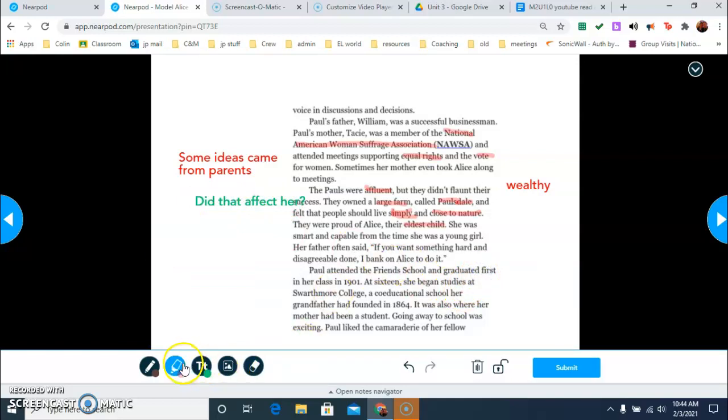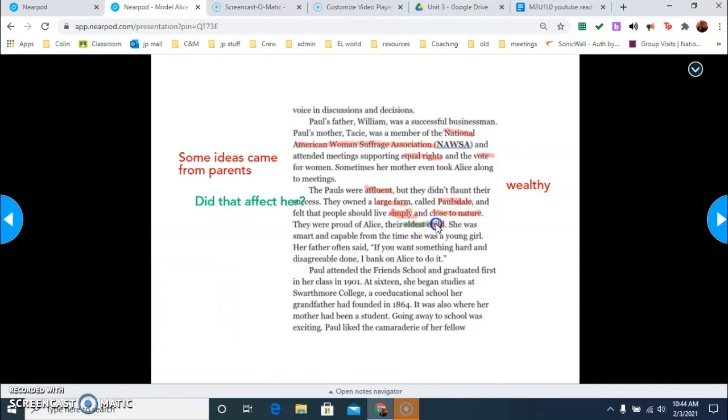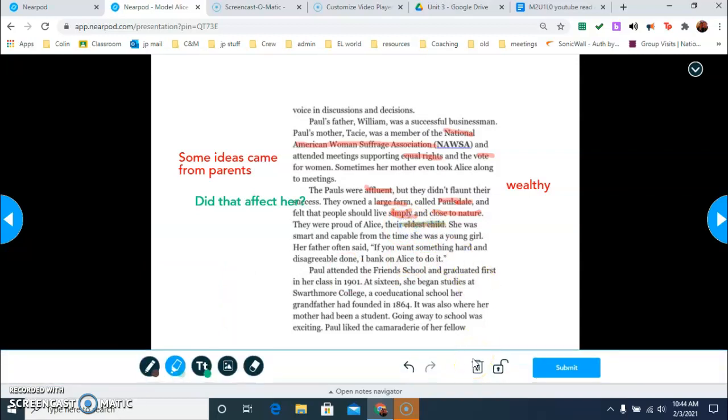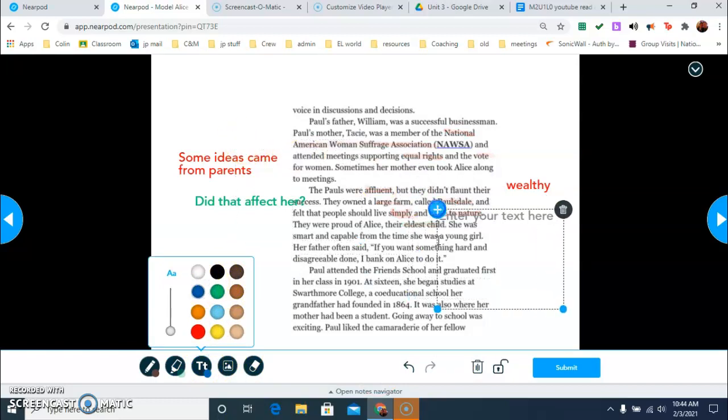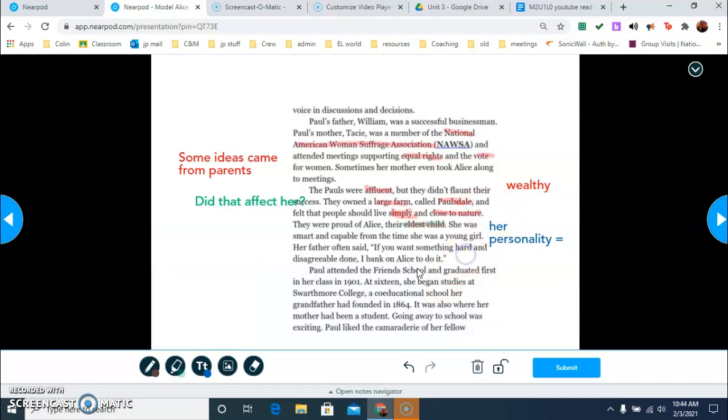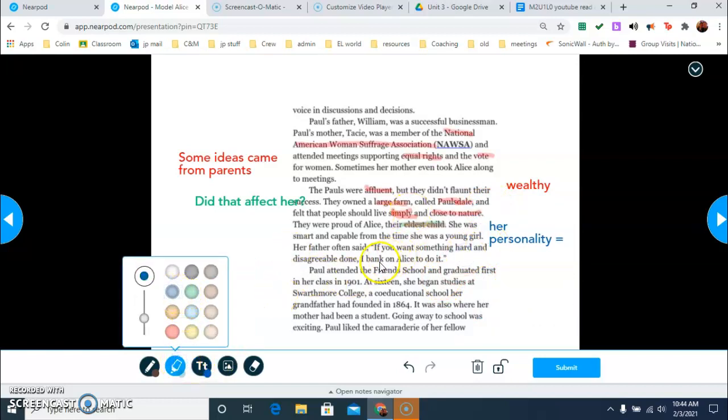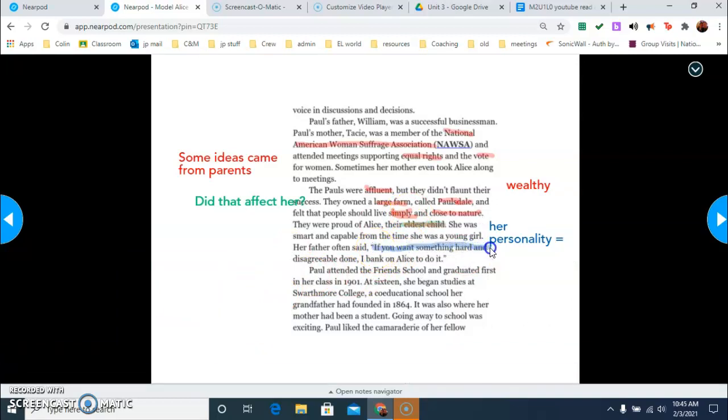Oh, I probably can't tell what I'm talking about here. Let me change this highlighter to green. There we go. She was smart and capable from the time she was a young girl. Her father often said, if you want something hard and disagreeable done, I bank on Alice to do it. So what does this say about her personality? Her personality or her character was, and then what do you think? What does that quote say about her? Add your response right there, please. If you want something hard and disagreeable, meaning not fun, done, I trust, you can rely on Alice to do it.